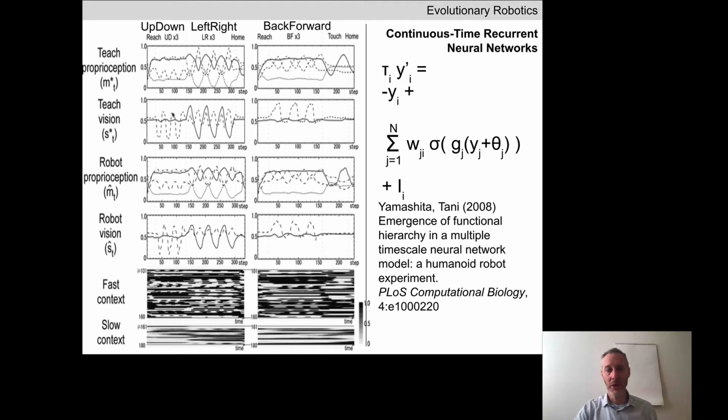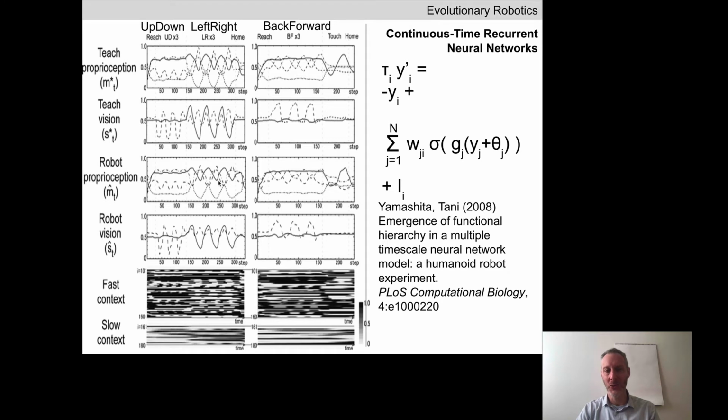That's what we're seeing here. We're not going to talk about the teach signal for a moment. I'm sorry, I misspoke. The teacher signal, this is how the robot was actually evolved. We're going to skip over that. Here's the robot proprioception.